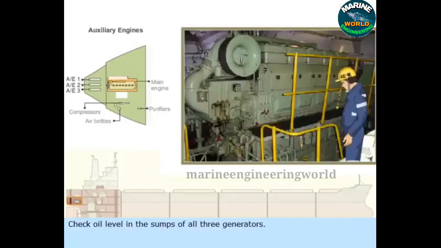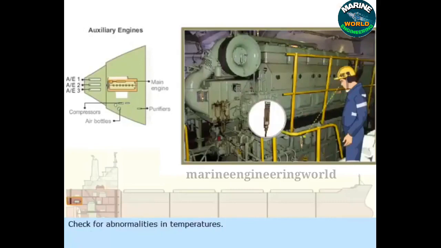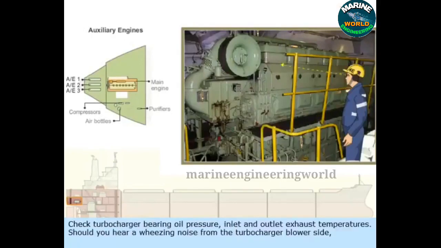Auxiliary engines. Check oil level in the sumps of all three generators. Check exhaust, cooling water, and lube oil temperatures of the running generators. Check for abnormalities in temperatures. Check turbocharger bearing oil pressure, inlet and outlet exhaust temperatures.